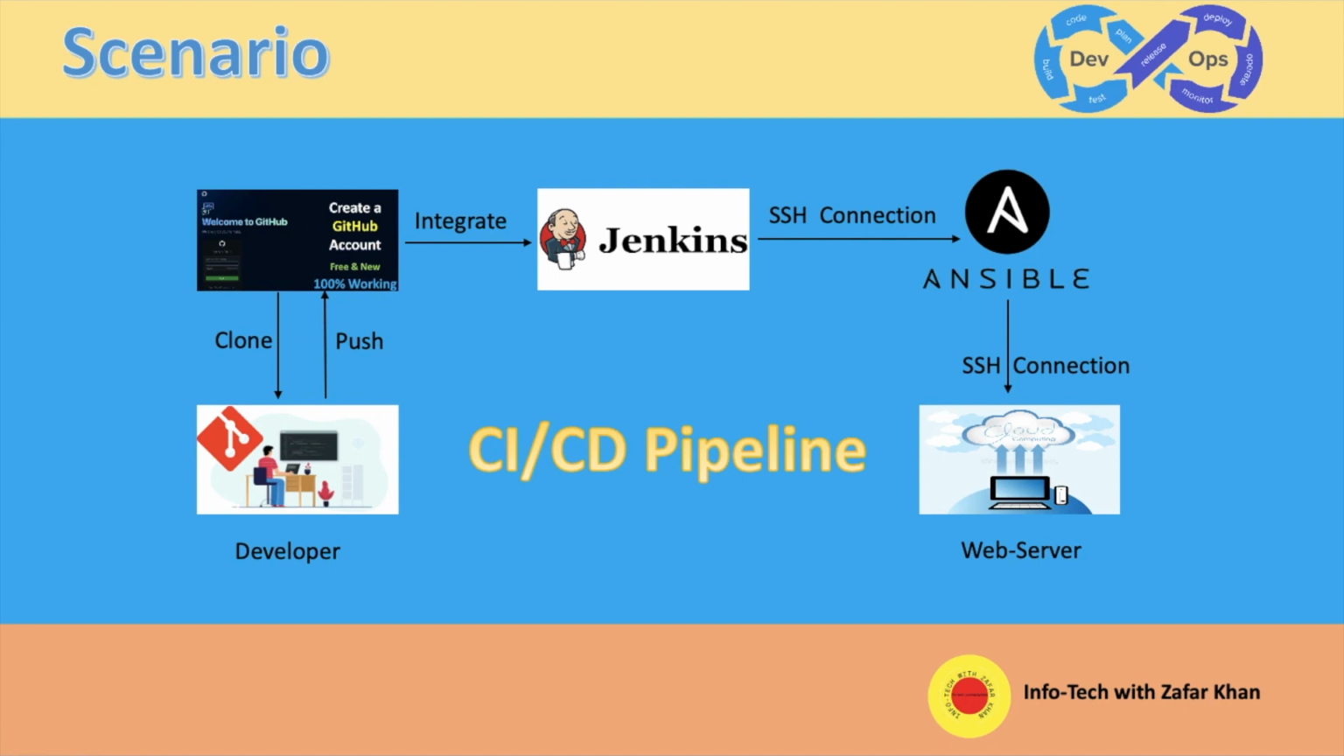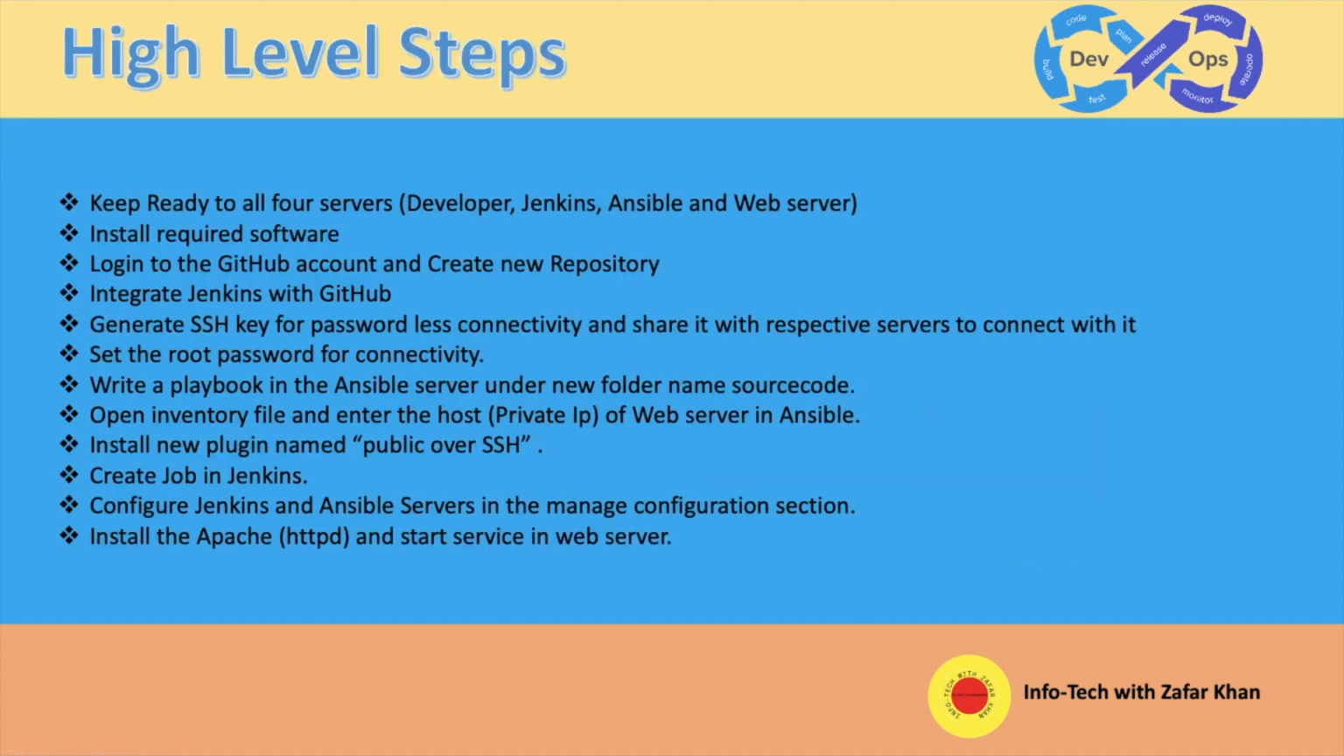Here in the dev server, developers write the source code, then commit and push it into GitHub. Jenkins then checks the repository and pulls the newly changed code at regular intervals, then builds the code and copies it into Ansible. Finally, Ansible will deploy it into the web server. That web server is the final destination. So here are some high level steps which I have mentioned in this slide.